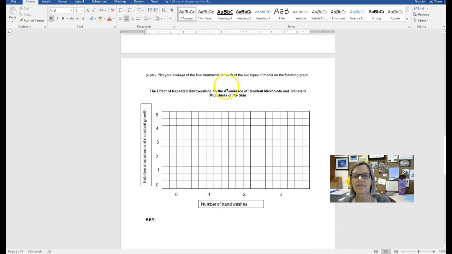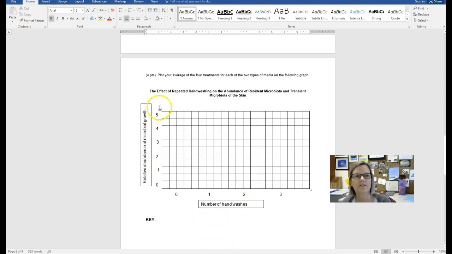So here's your graph, and it says plot the average of your 4 treatments. Effect of repeated hand washing on the abundance of residents and transients. Now, which ones were the residents, the MSA or the Sabouraud? Which were the transients? So you've got to remember that. So here's relative abundance of growth, number of hand washes.